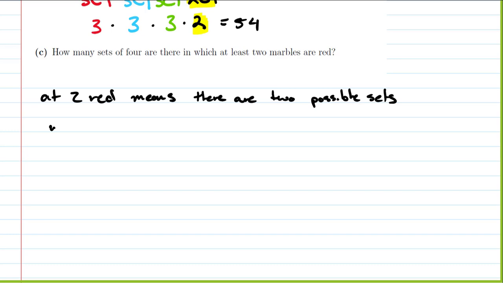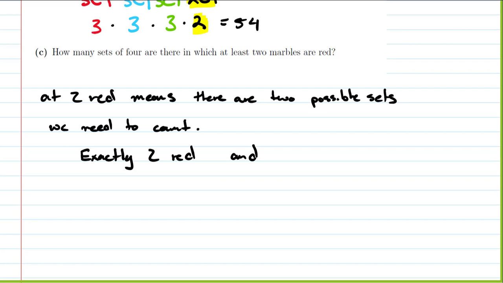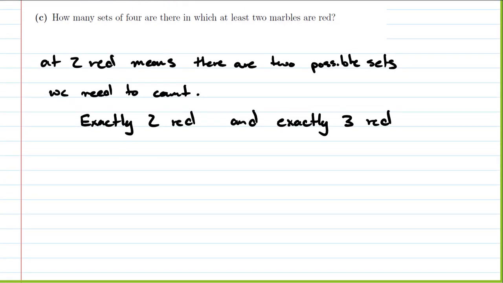We need to count those sets that are exactly 2 red and exactly 3 red. Because there's only 3 red marbles, right? So when we have the word "at least," we need to be careful and enumerate very carefully the sets that we're talking about. So the first thing we need to worry about then is the exactly 2 red.